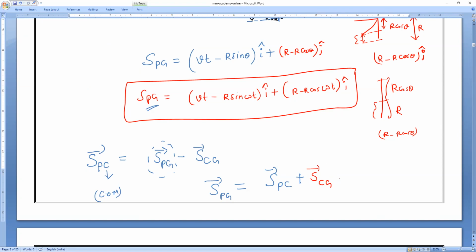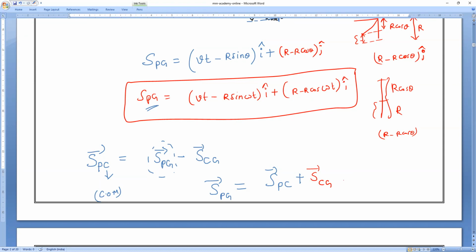So if you want to calculate displacement of a particle with respect to ground, it is always displacement of the center of mass with respect to ground plus displacement of the particle with respect to the center of mass. So please note it, everybody. I hope you all understand. Anybody having any doubt, you can ask.